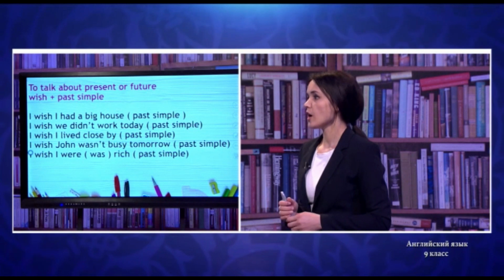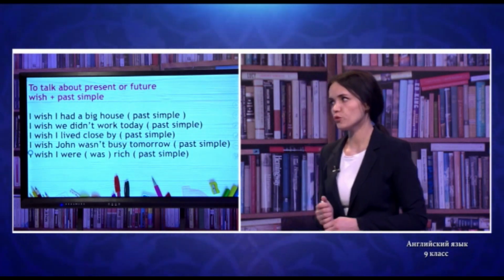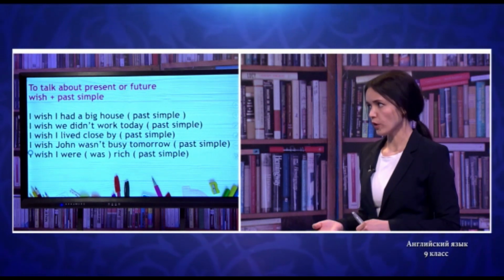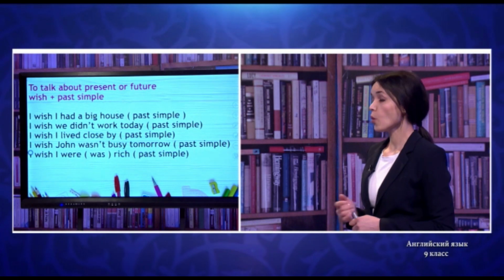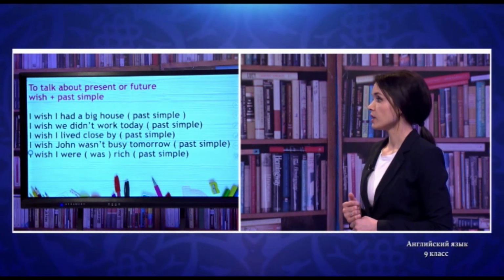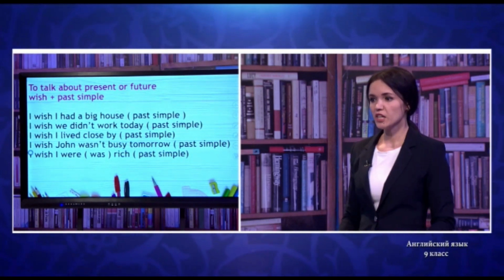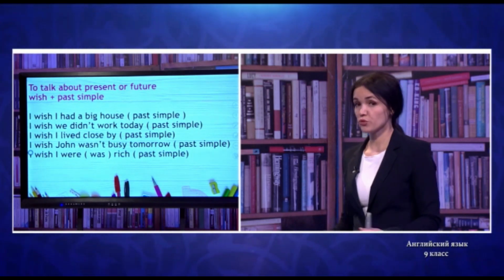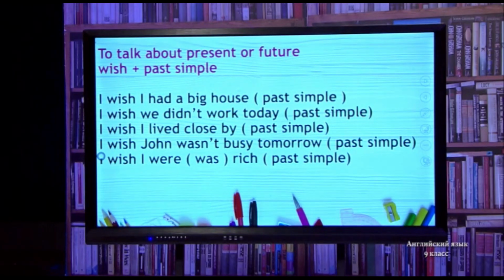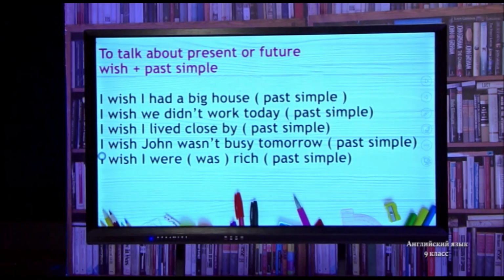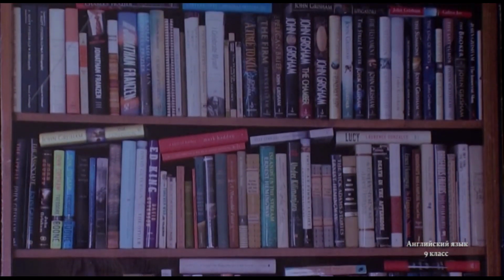And I wish I were or was. In this structure, you can use was or were, both of them, or either of them. I wish I were rich. At the time of speaking, you're not as rich as you want, and you always wish, I wish I were rich.